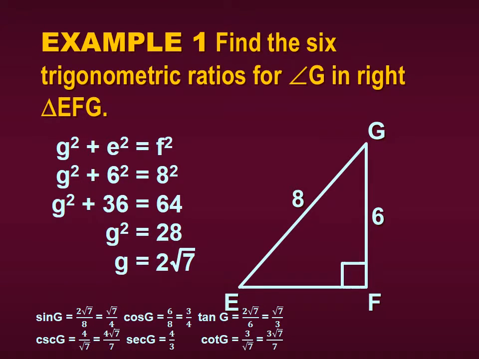Cotangent is the reciprocal of tangent, and since tangent was the square root of 7 over 3, cotangent will be 3 over the square root of 7. Again, we have to rationalize, so we will multiply both top and bottom by the square root of 7. 3 times the square root of 7 is 3 square roots of 7, and then the square root of 7 times the square root of 7 is 7, giving us our answer for cotangent G being 3 square roots of 7 over 7.